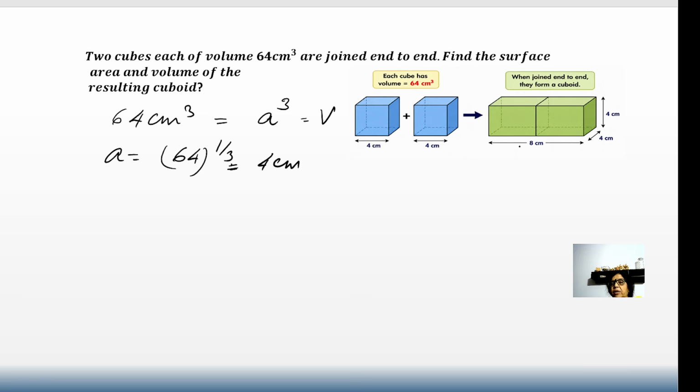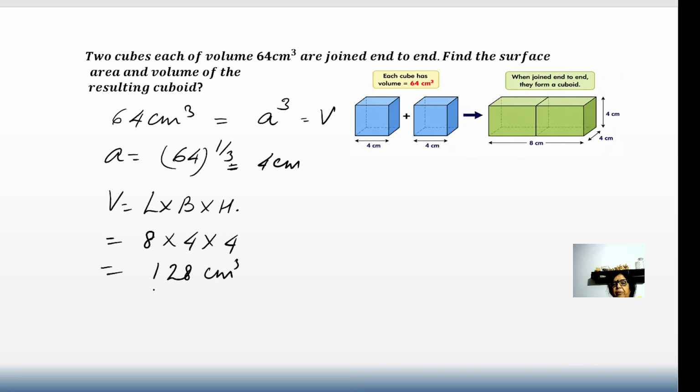Now when you place them side by side like this, the total length increases and becomes 8 centimeter, but the width and the height remain the same, that is 4 centimeter and 4 centimeter. So ultimately, the new structure that we get now is a cuboid. Its volume will be L into B into H cubic centimeter. So if we plug in the values, we'll get 8 into 4 into 4, that is equal to 32 into 4, that is equal to 128 cubic centimeter. So that was the volume.